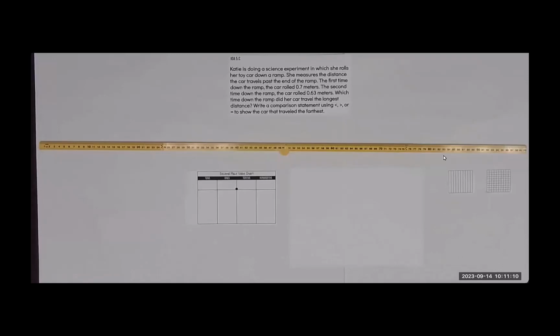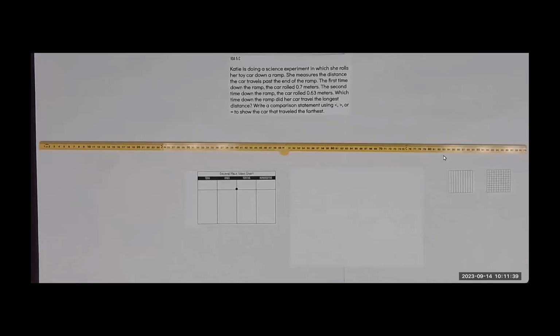Katie is doing a science experiment in which she rolls her toy car down a ramp. She measures the distance the car travels past the end of the ramp. The first time down the ramp, the car traveled 7/10 meters. The second time down the ramp, the car traveled 63 hundredths meters. Which time down the ramp did her car travel the longest distance? Write a comparison statement using greater than, less than, or equals to show the car that traveled the furthest.